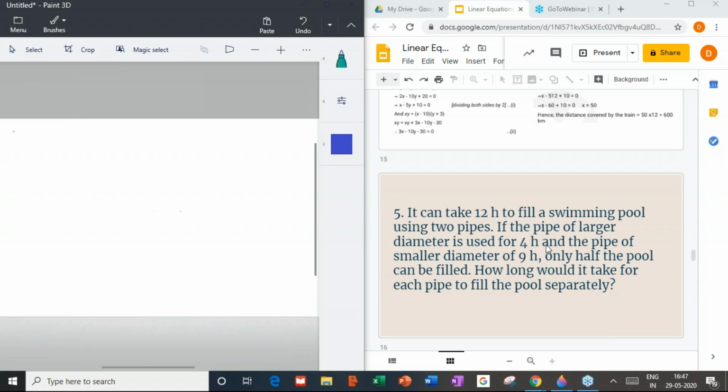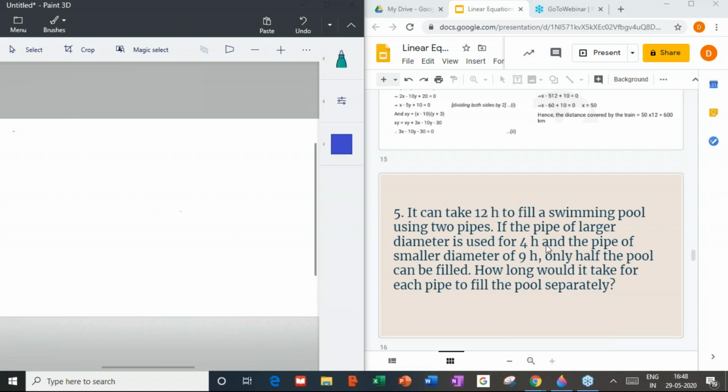Oh, sorry. Just a second. I think you meant that as equation 2. Yeah. So then let 1 by x be a and 1 by y be b. Then a plus b is equal to 1 by 12, and 4a plus 9b is equal to 1 by 2. Correct. That's equation 3.